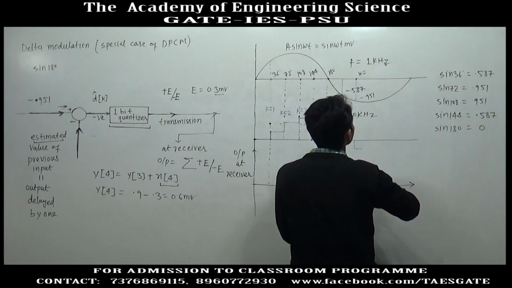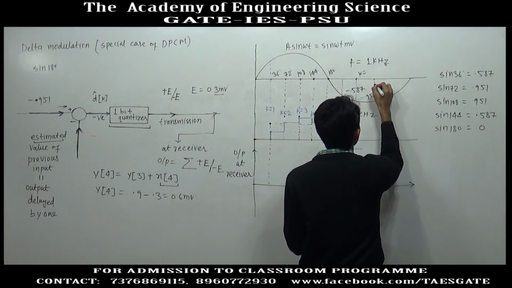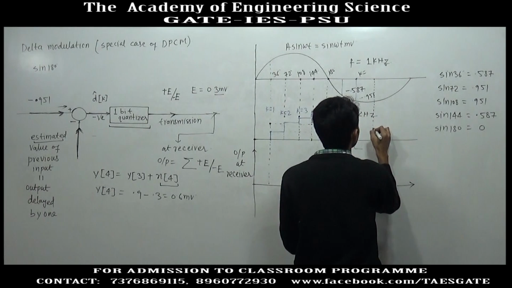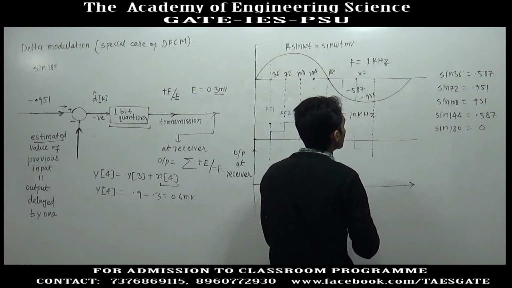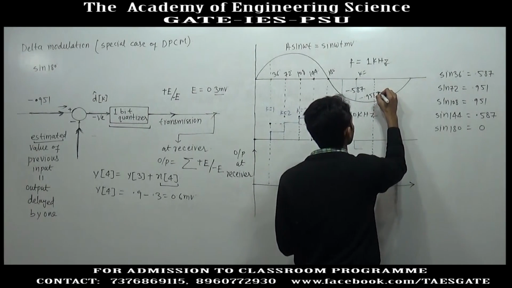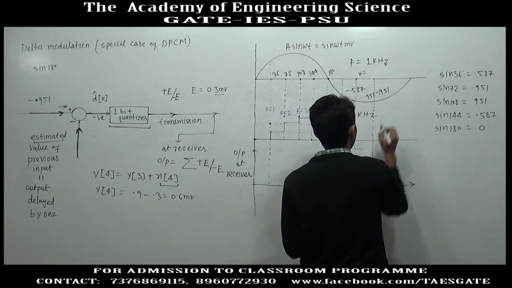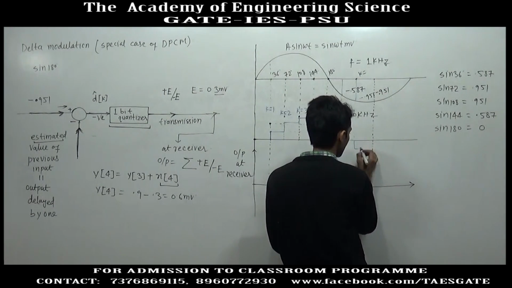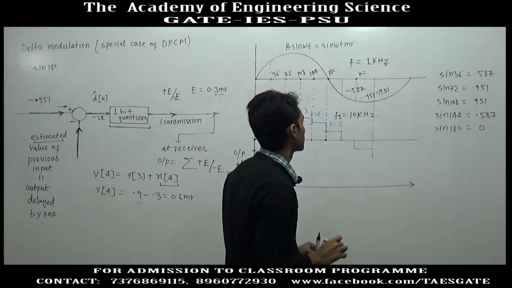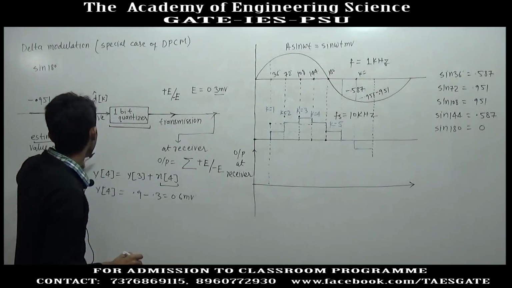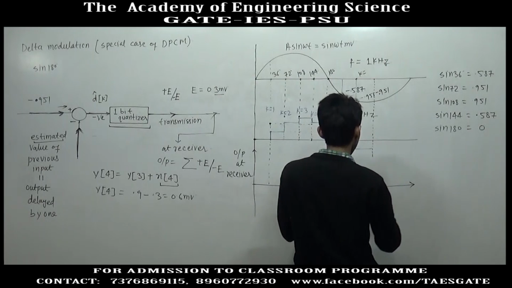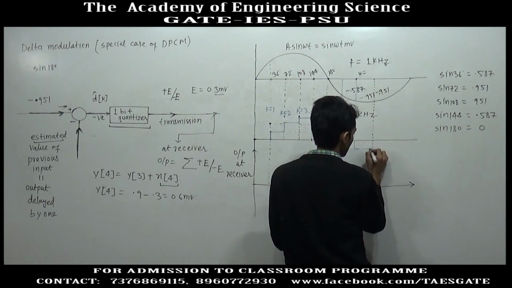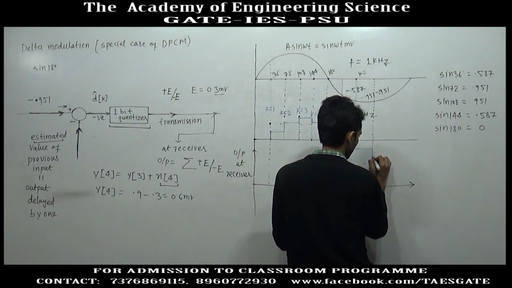Again at this point, this is the next input. If we want the output at this instant, the input is again minus 0.951 and the previous output is minus 0.3. So, minus 0.951 minus 0.3, again a negative value. So, we will again subtract 0.3 from the output.